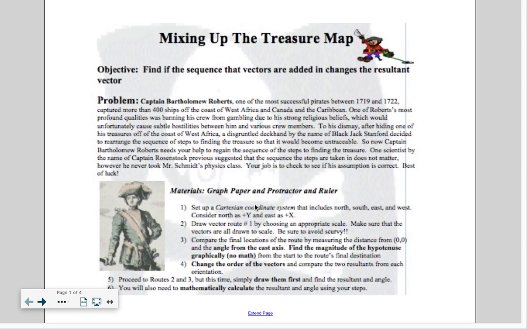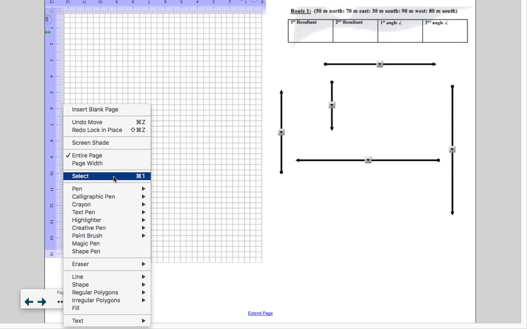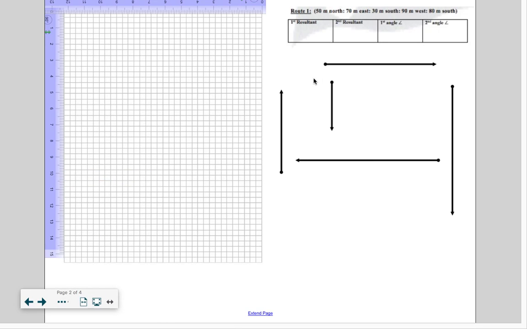So, hopefully this will switch to the next slide. Sometimes it takes a little bit of time just because of the first time opening up Notebook. But basically what we're going to do is start on Route 1. Okay, so Route 1 is going to have 5 vectors.